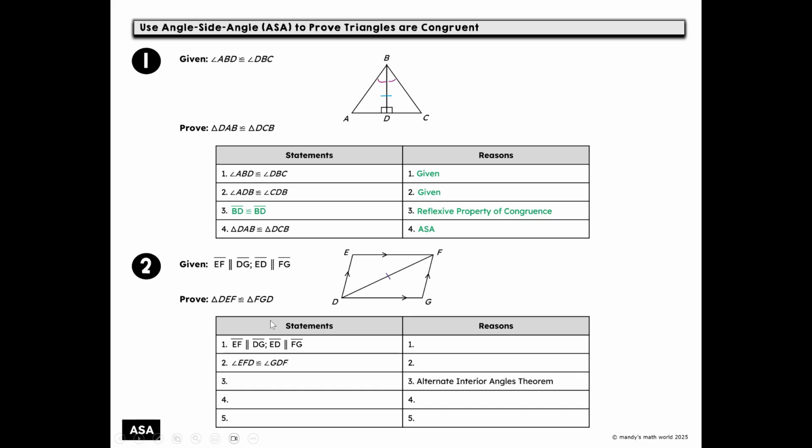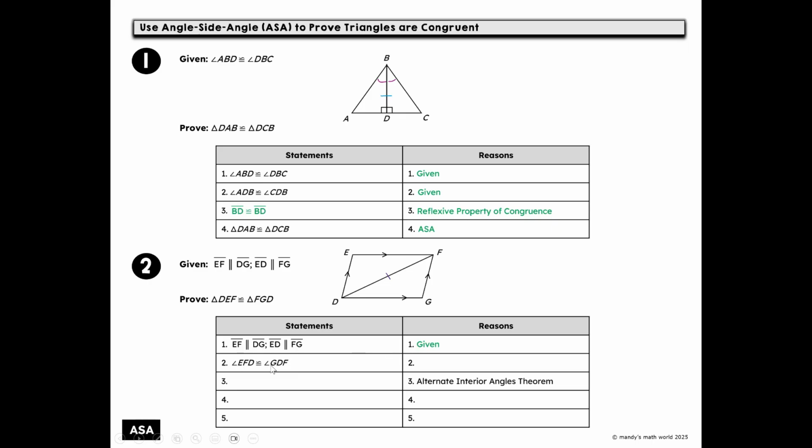Okay, so the first thing we're given is that segment EF, which is up here, is parallel to segment DG, and we're given segment ED is parallel to FG. And we're given that over here. So that's given, and I've got it all written right there as statement number 1. You could break it out, one in statement 1, another in statement 2, or you could do it like that.